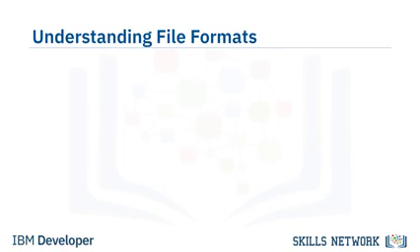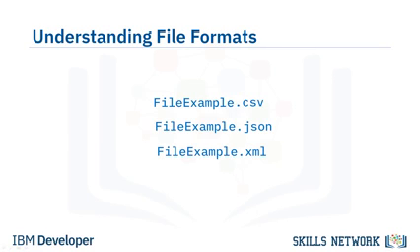Looking at a file name, you will notice an extension at the end of the title. These extensions let you know what type of file it is and what is needed to open it. For instance, if you see a title like fileexample.csv, you will know this is a CSV file. But this is only one example of different file types. There are many more, such as JSON or XML.